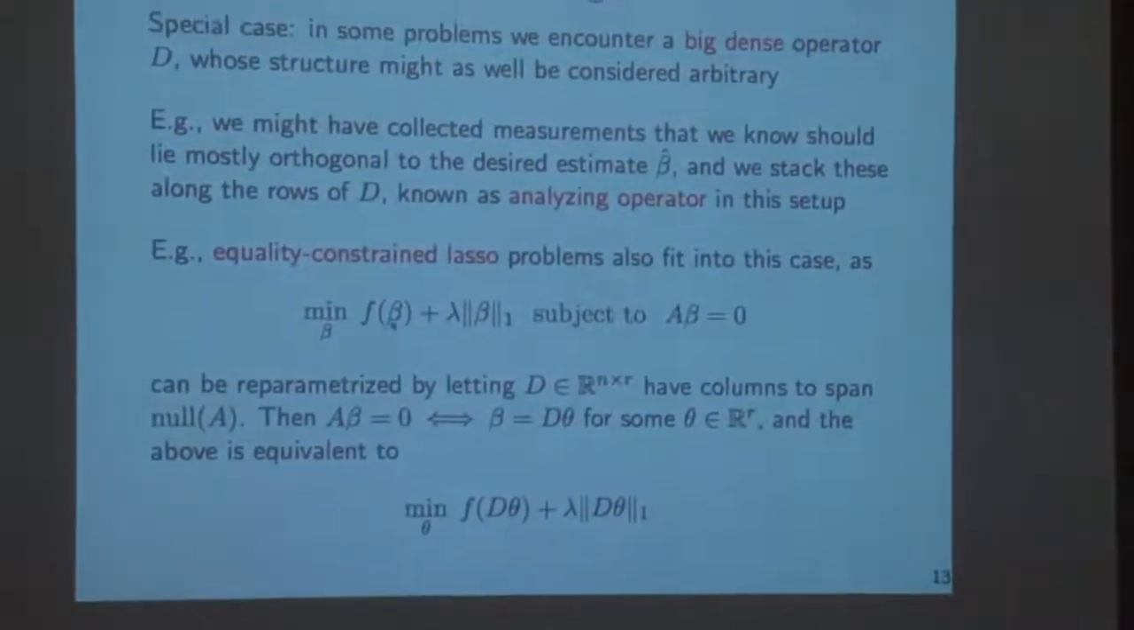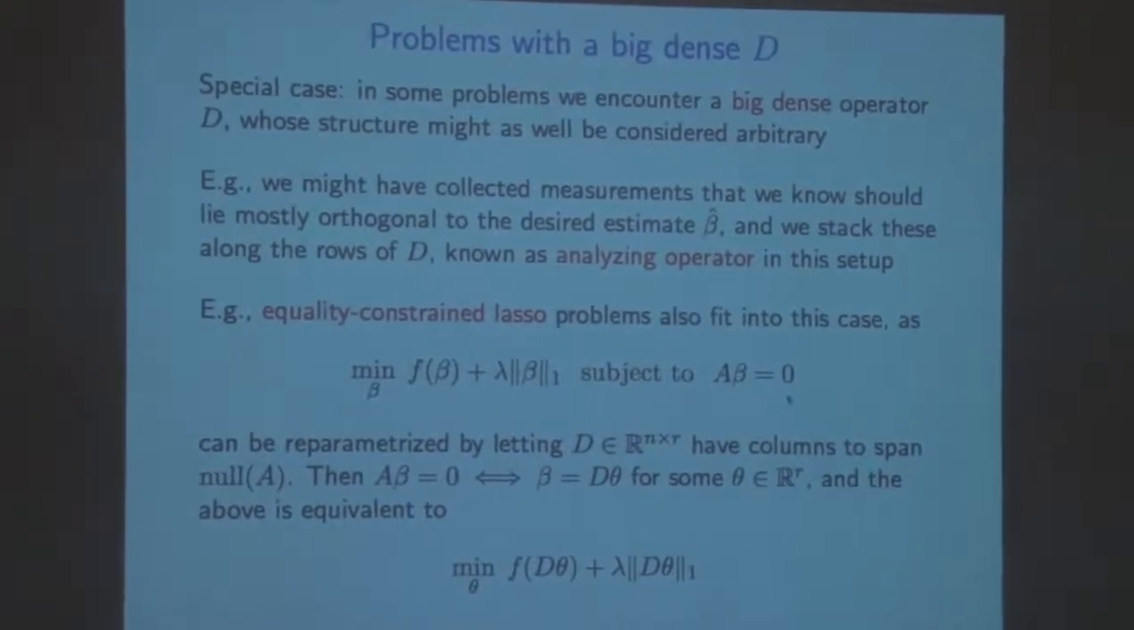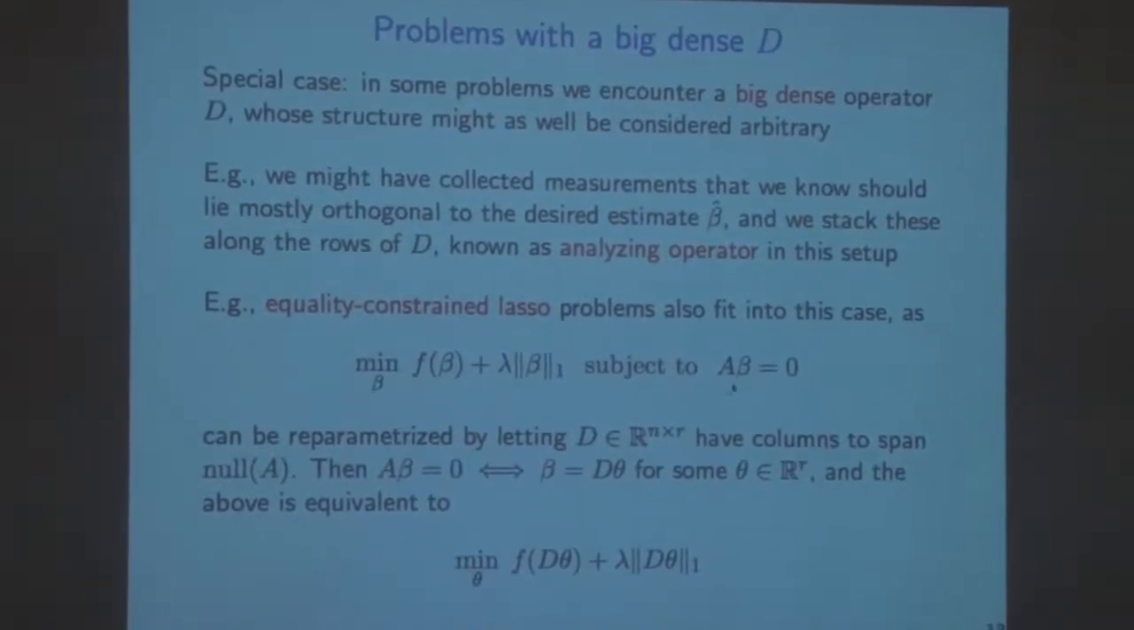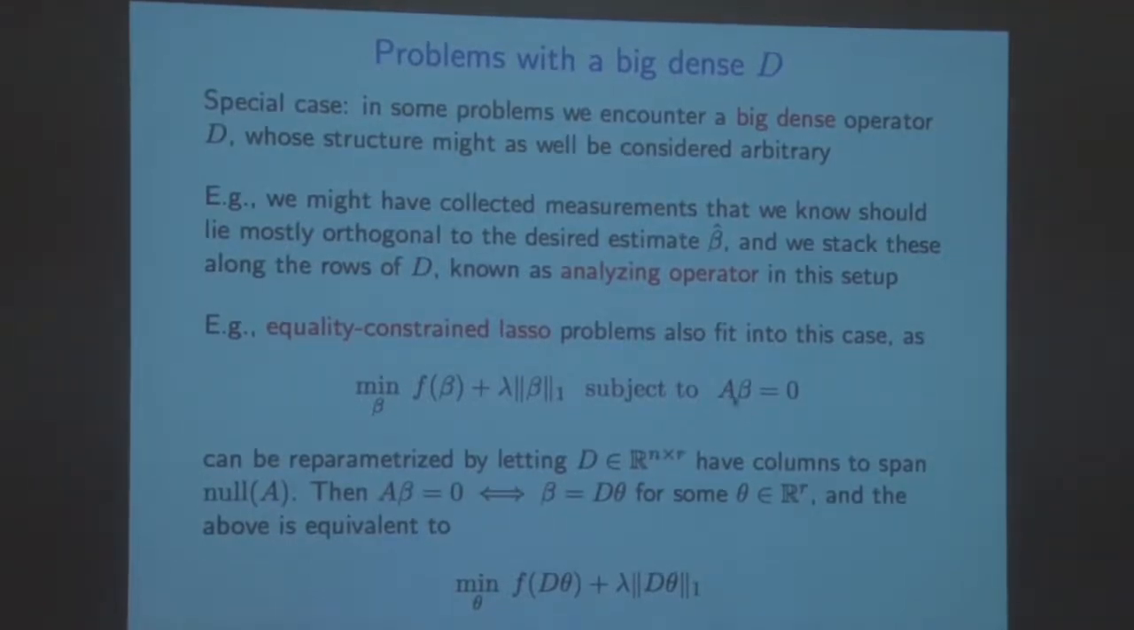Another problem, which fits into this case, is when you put equality constraints on Lasso problems. Right? So suppose I had just a pure L1 penalized problem. This could be a regression or whatever your favorite L1 penalized problem is. And I placed an equality constraint on the coefficients. So I want to solve this subject to A times beta being equal to 0. Well, I can always reparameterize that problem, right? We learned this in maybe the second or third lecture.